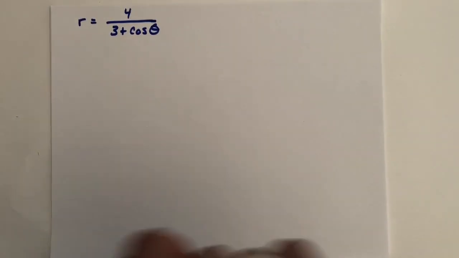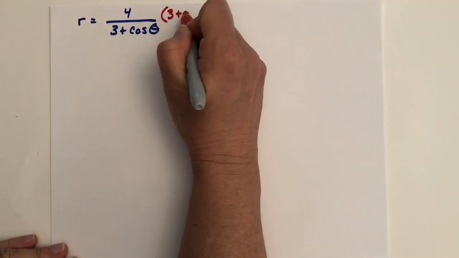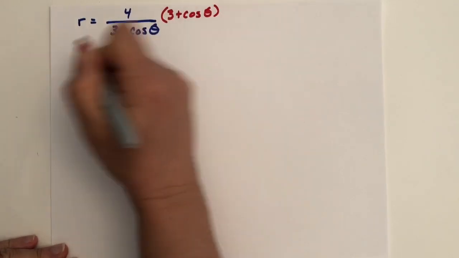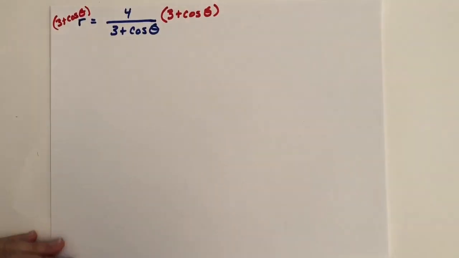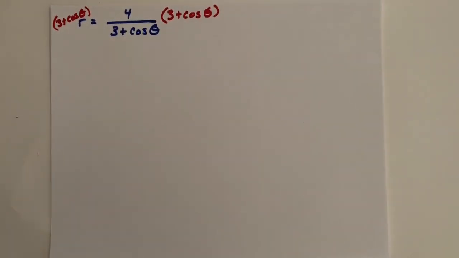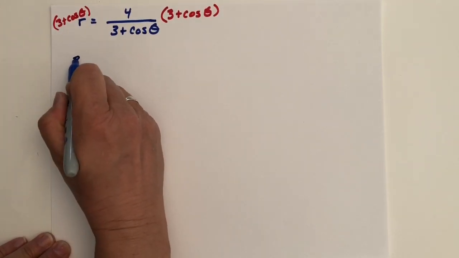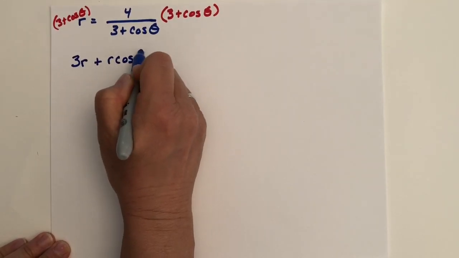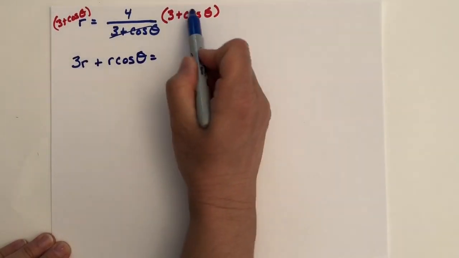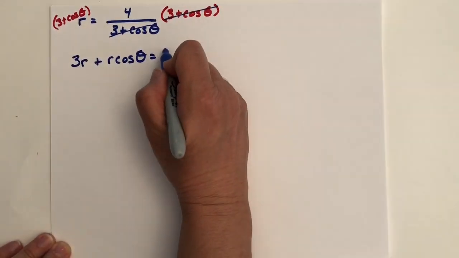So I'm going to do the same thing that we did on the previous one. Let's multiply by 3 plus cosine theta to clear out the fractions. So 3 plus cosine theta, and on the left-hand side, 3 plus cosine theta. So let's distribute the r. So we have 3r plus r cosine theta on the left. And on the right-hand side, the 3 plus cosine thetas just cancel. And we have 4.